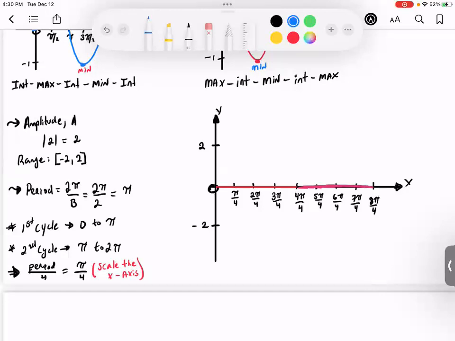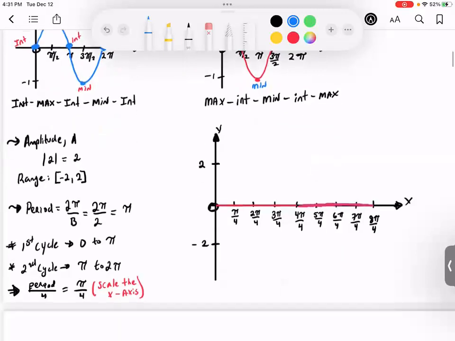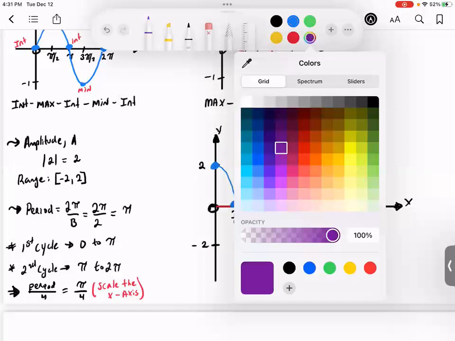All right. Now, everybody just has to follow the trend for cosine. The trend is you begin with a maximum, then you go to an intercept, minimum, intercept, maximum, and you repeat it for the second cycle. So again, it's maximum, intercept, minimum, intercept again, and then a maximum. And you connect those points with a smooth curve. So that's your first cycle. You just have to repeat the process again for the second cycle.